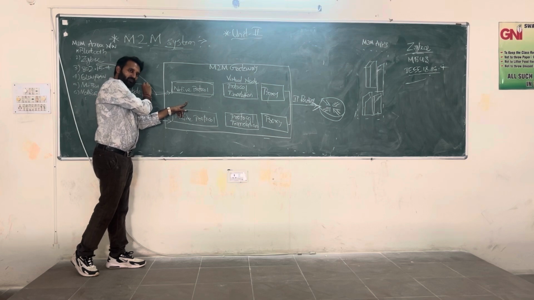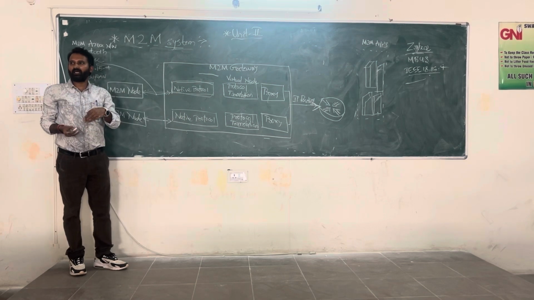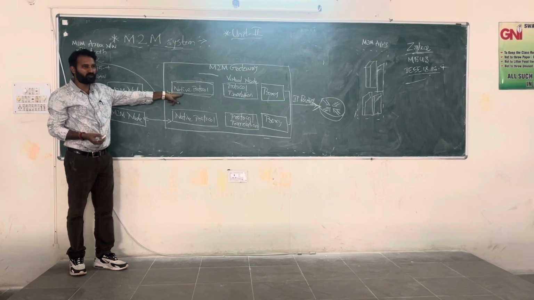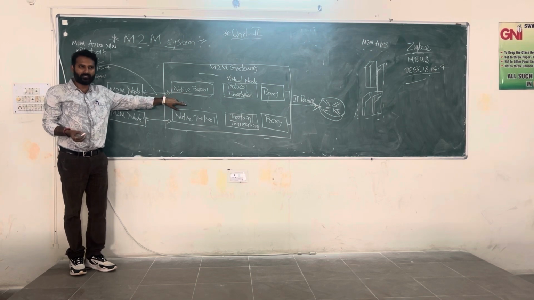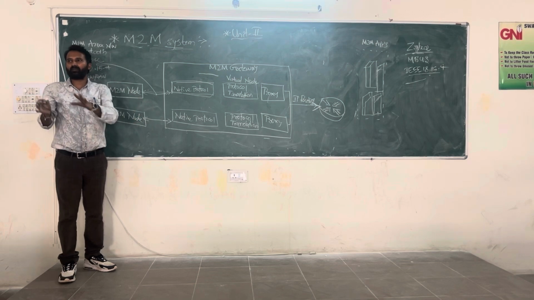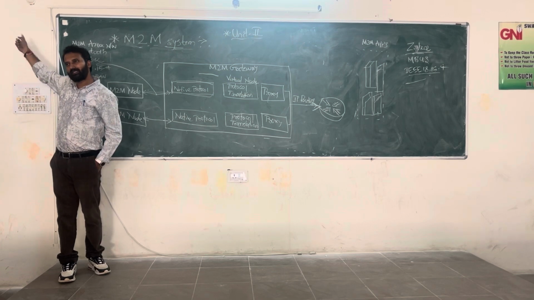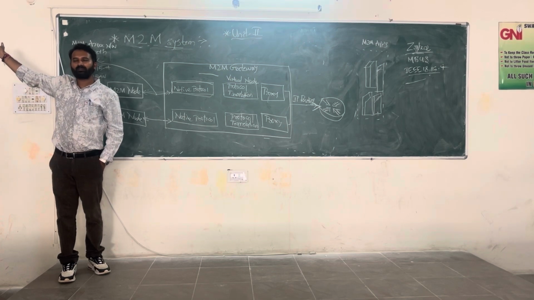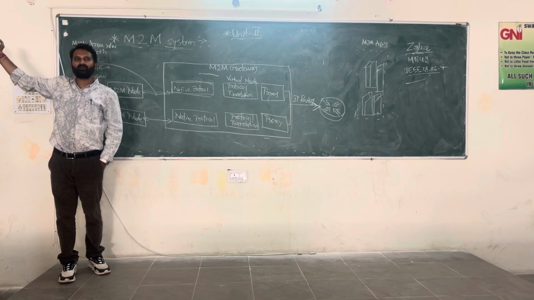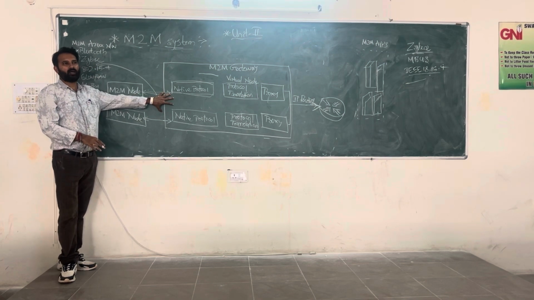The communication between your devices and the gateway is done by native protocol, the protocols which are within a certain limited range. Zigbee is limited up to 100 meters. Your Wi-Fi is limited up to how much? If you have Wi-Fi, does it provide coverage up to that canteen? Is it available? Say yes or no. Like that, we have native protocols.